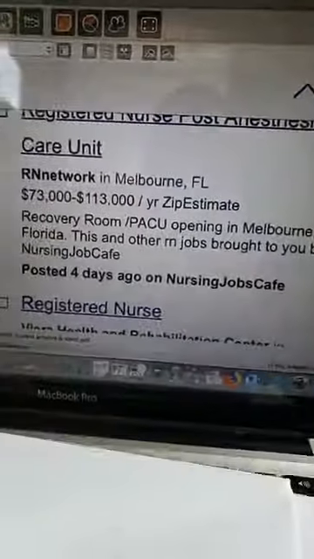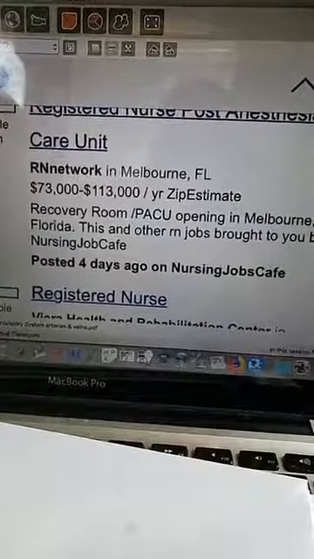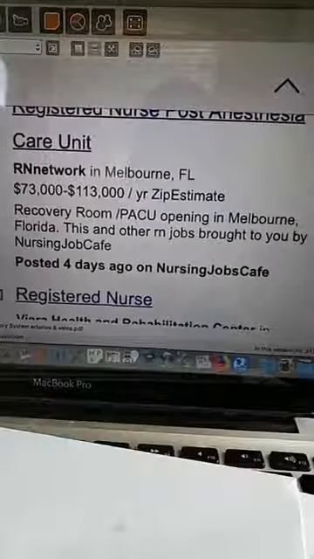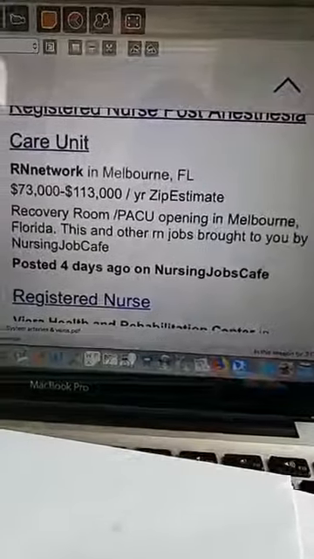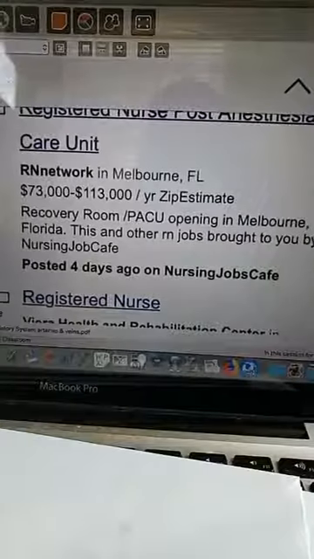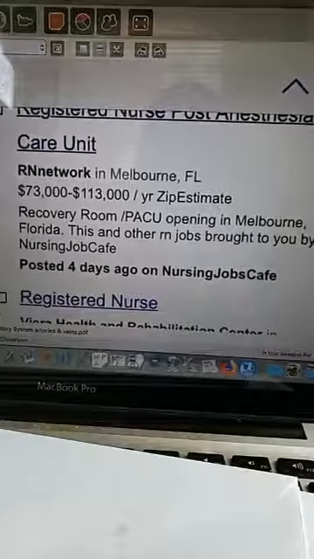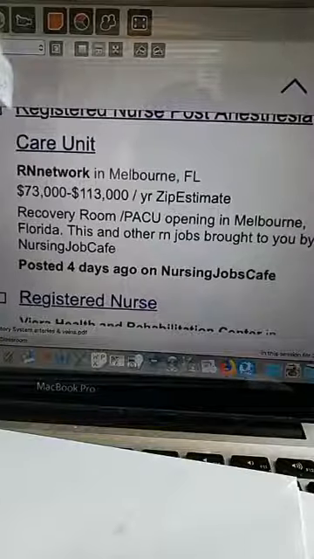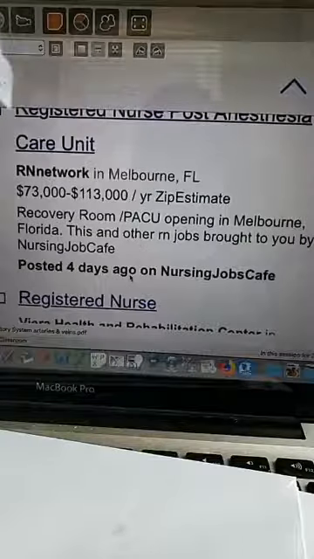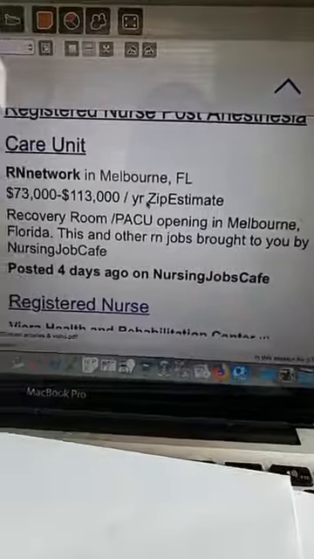And so a lot of the hospitals are offering almost astonishing salaries these days, right? I'll just put up one on the board here. This is a hospital in Florida, and it kind of cut off there. But registered nurse, for the post anesthesia care unit, not even a nurse anesthetist, just a nurse, with the BSN degree, 73 to 113,000, and that's in Melbourne, Florida.